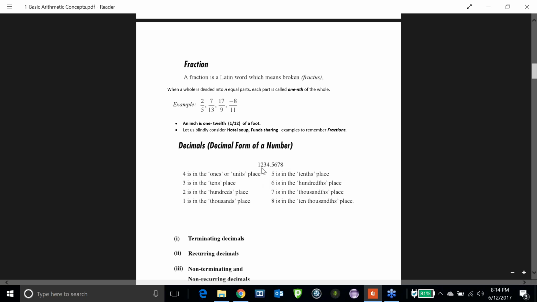And in decimals, you will notice that, just look at this example, 1234.5678. After the decimal point, on the right hand side, it starts with the tenths place, not the ones place. Make sure of that. You guys need to remember that.